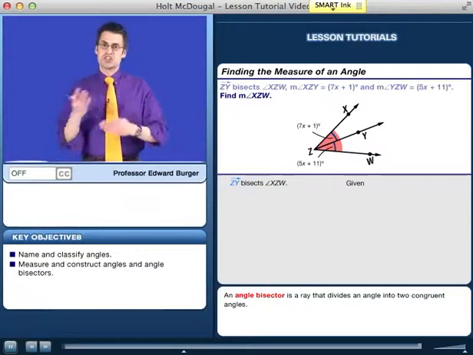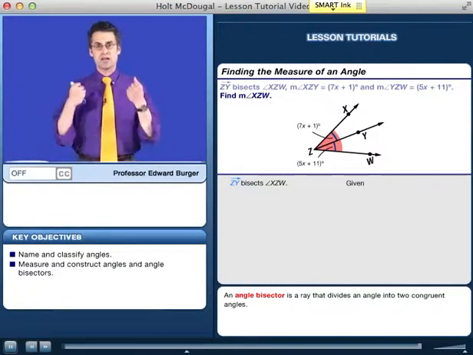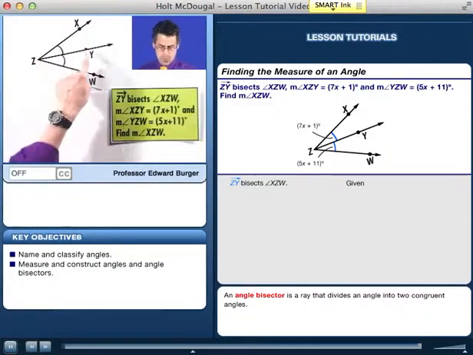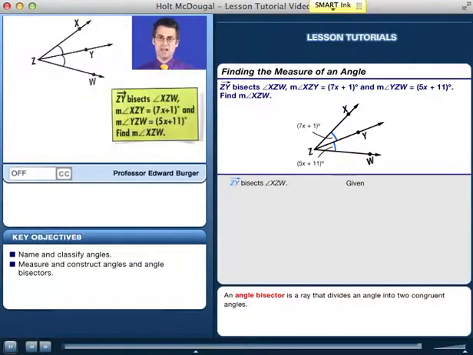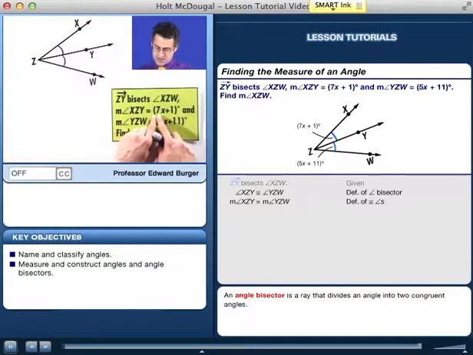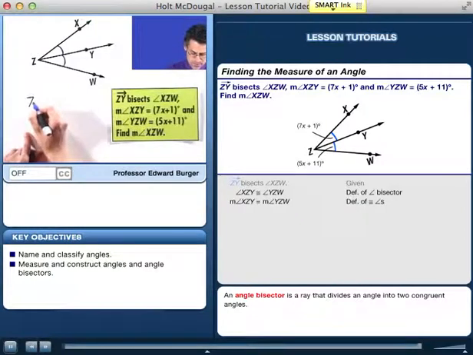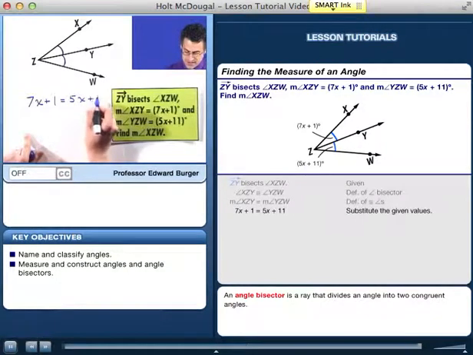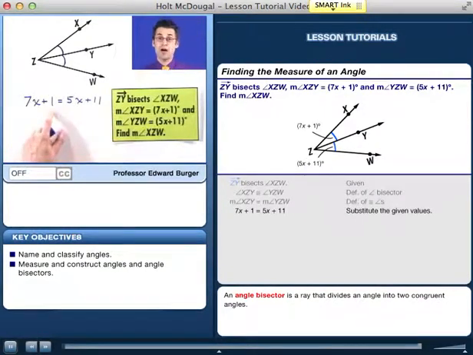Well, I need a relationship that's going to bring the x's together in one equation. What do I know? I know that the ray ZY is an angle bisector. That means that the measure of this angle equals the measure of that angle, or in particular, this quantity equals that quantity. And so we're led to an algebraic equation, 7x plus 1 equals 5x plus 11. That's now a connection that's going to allow me to use algebra to actually resolve this and find x. So let's try to do that.